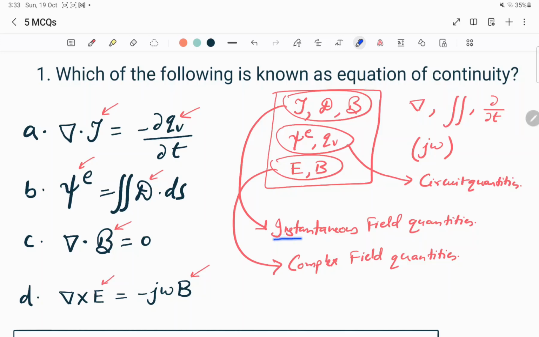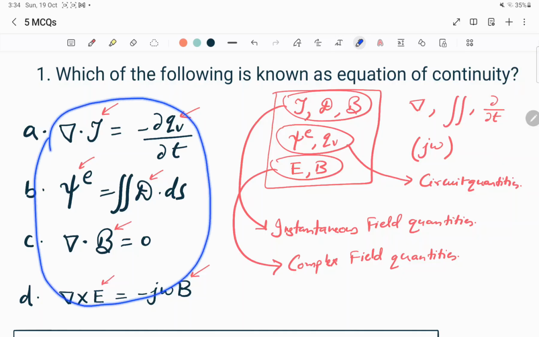That is why they represent instantaneous field quantities. Whereas these two quantities are circuit quantities. They are not field quantities. Okay. Now, here we have a divergence operator del. We also have a double integral. We have a partial derivative with respect to time, and we also have j omega. So all these things constitute these four options.